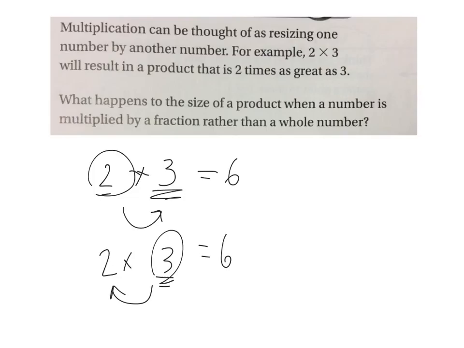Now, today we're going to think about what happens to the size of our product when a number is multiplied by a fraction rather than a whole number. Okay, so if I have 2 times 1/2, I'm going to resize one factor. I'm going to make it half as big. So what is 2 times 1/2? 1, right? Because the product is half as big as 2. We're resizing the product, okay?